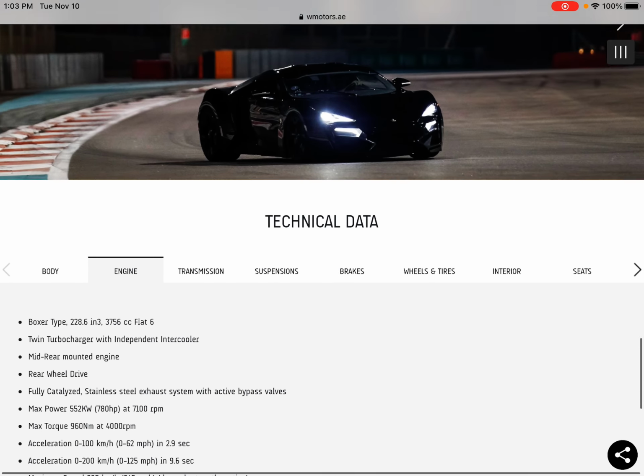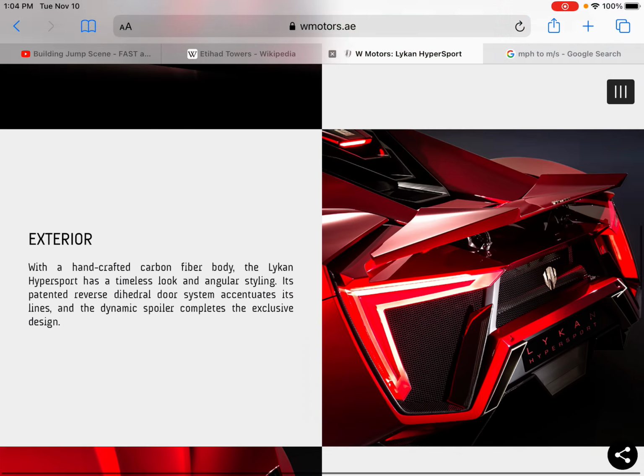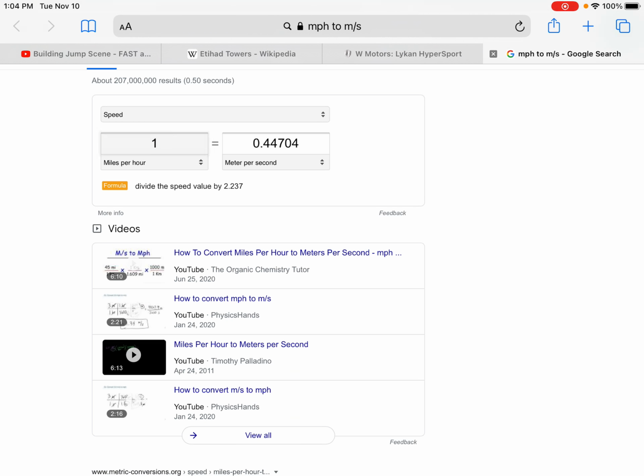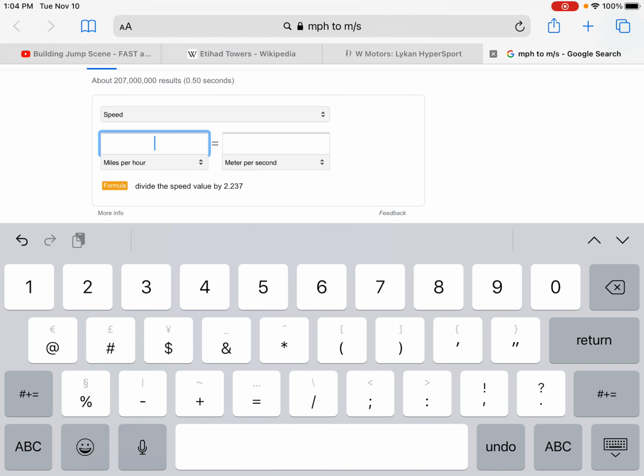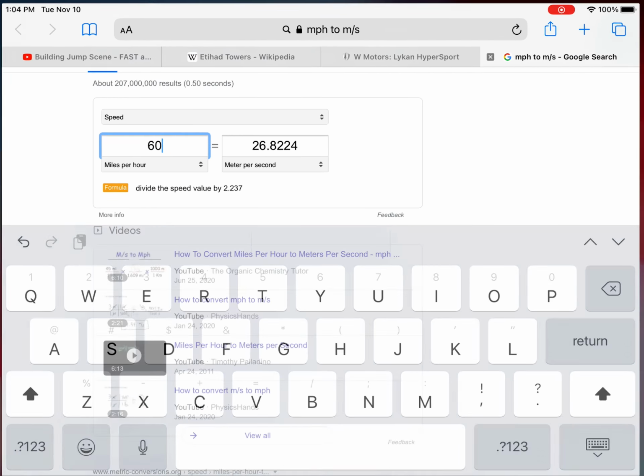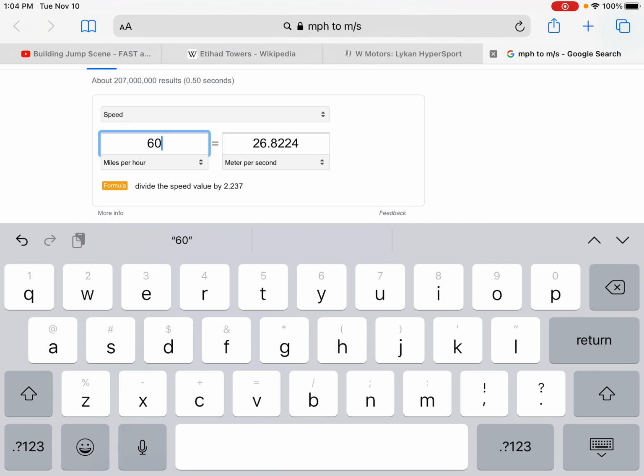Now, because I want to make sure that our information is in terms of SI units of meters per second, I'm going to do a quick conversion of 60 miles per hour and see what that is in terms of meters per second. So if we leave at 60 miles per hour, we're going to be traveling at 26.8 meters per second. Going back to our diagram, we can finish that. We're going to say we have a velocity equal to that 26.8 meters per second. Again, we got that from converting 60 miles per hour into meters per second.